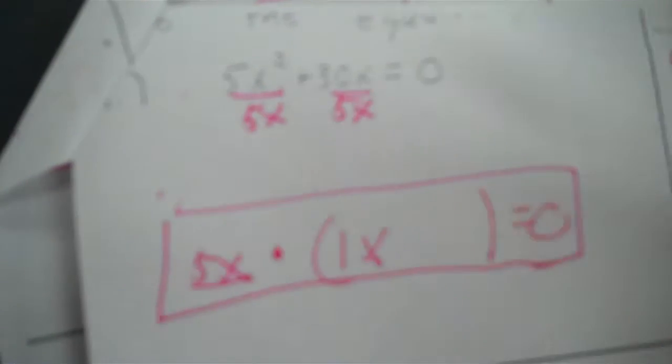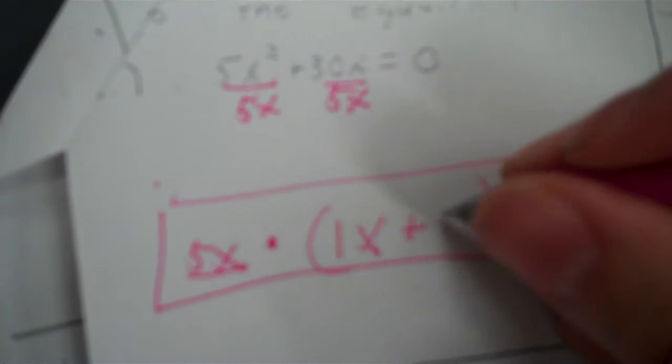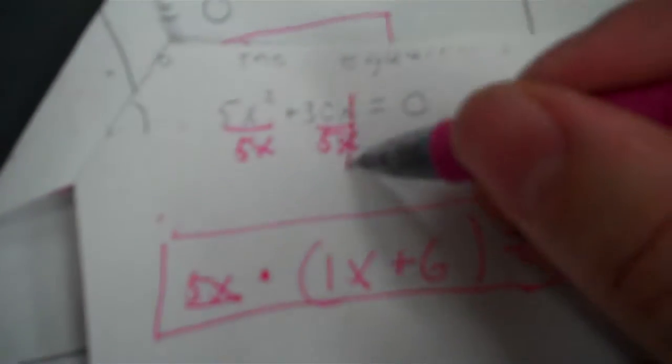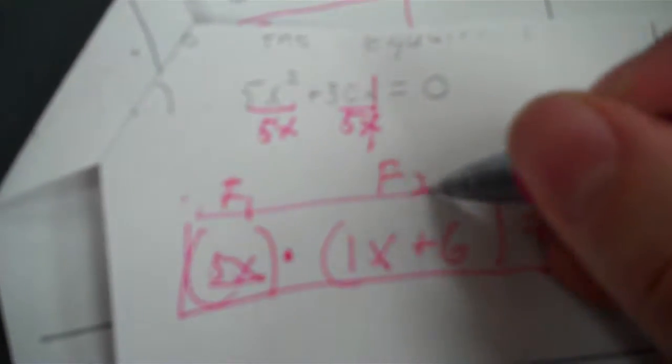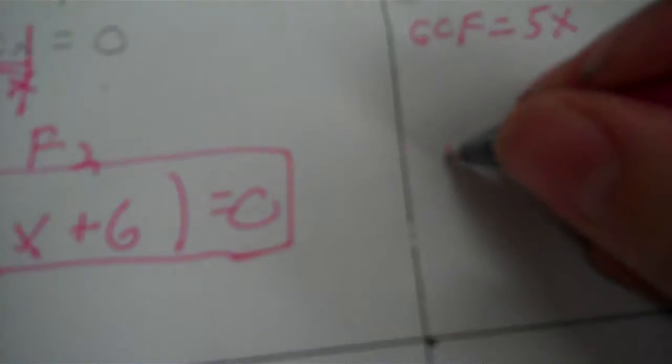So 5 divided by 5 is 1. That's always x. Positive 30 divided by 5 is 6, so plus 6. Use your calculator. Those go away, okay? So that's factor 1, that's factor 2, okay? So 5 times x equals 0, 1x plus 6 equals 0. Divide by 5, I get 0.